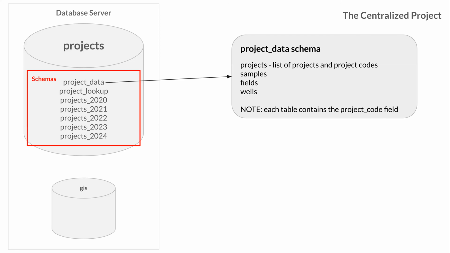So looking at the project data schema, it contains a table called projects that just lists the projects and gives project codes for each. We will have samples, fields, wells, whatever we have. As we're collecting data, everything's going into these central data sets. Each table contains a field called project code, and that's important. There's a not null constraint on that field, and there's even a foreign key on that field that refers back to that projects table.